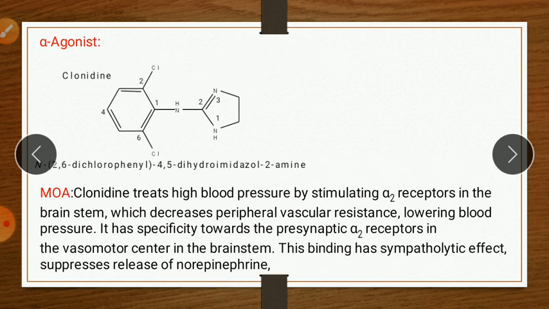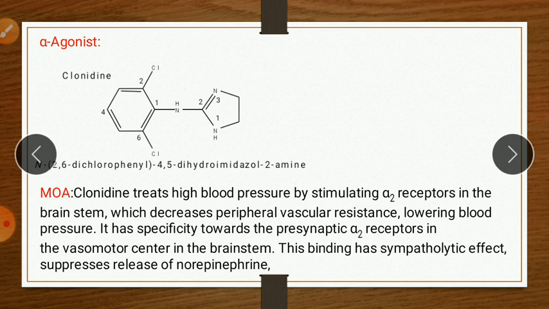So it is about the monoamine depletor. Next class is alpha agonist. The example is clonidine. So it is the structure of clonidine, which is the alpha agonist. The IUPAC name of clonidine is N-(2,6-dichlorophenyl)-4,5-dihydroimidazol-2-amine. So it is the IUPAC name of clonidine.